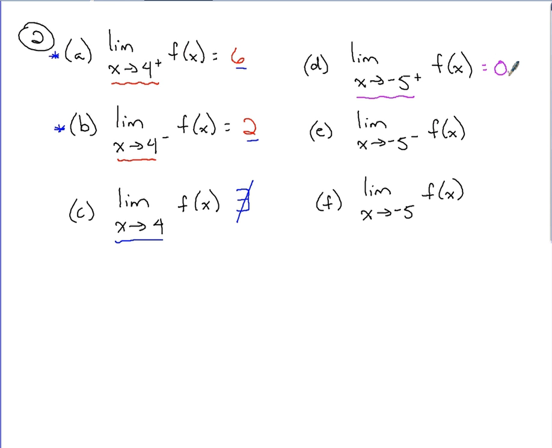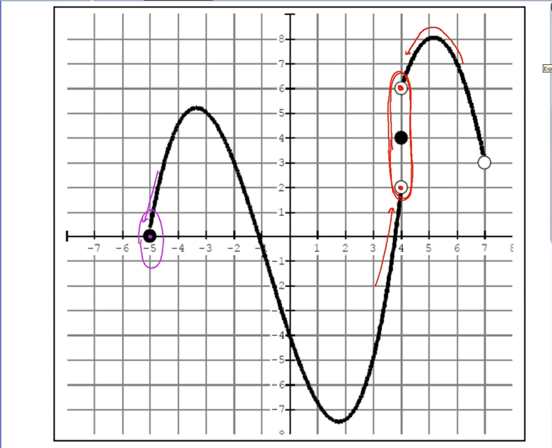Now, as we approach x equals -5 from the left, let me go back to the graph here. To the left of -5 is out here. Do you see any piece of the function to travel on? No. So no road exists. There's no path to travel on.